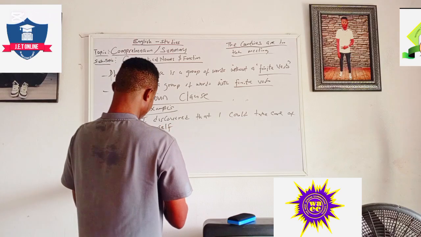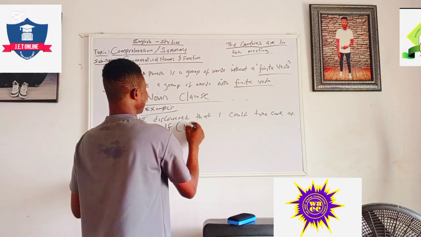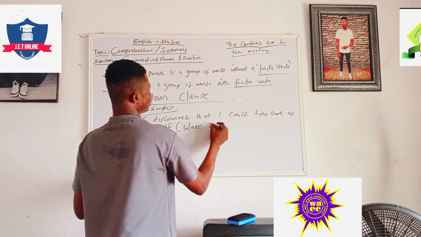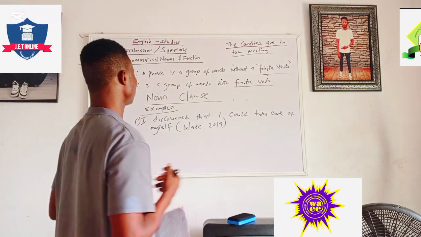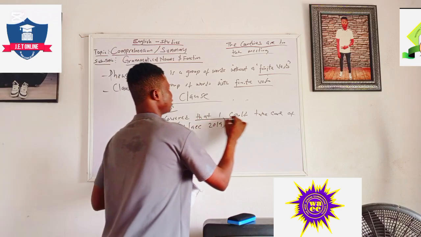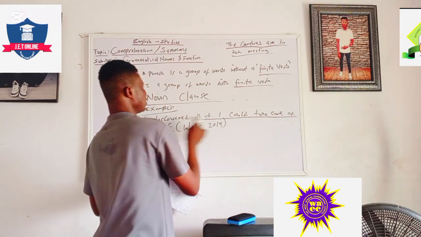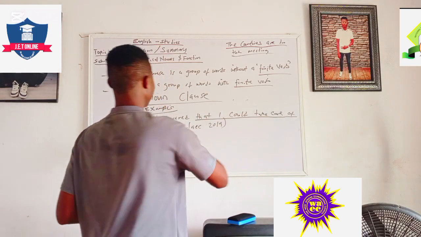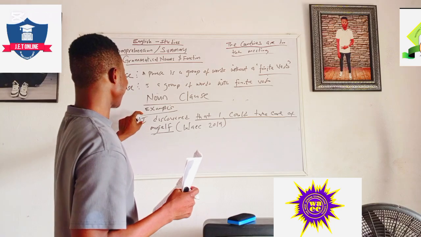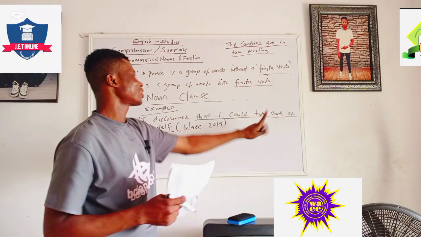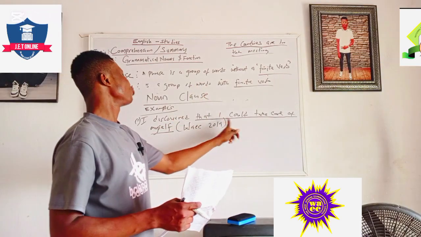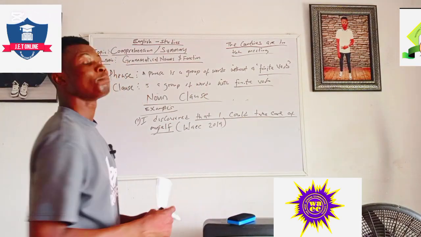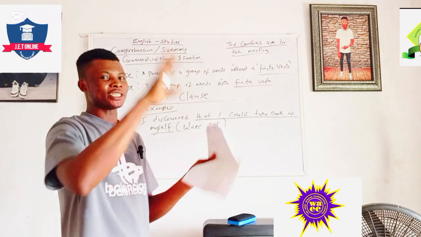This example is coming from the WAEC 2019 passage. You can check the passage for the 2019 WAEC, and this is where the underlined expression begins from: that I could take care of myself. Now this is the whole sentence: I discovered that I could take care of myself. But the expression underlined for that sentence is what? I could take care of myself. I've told you, you need to discover the whole sentence.